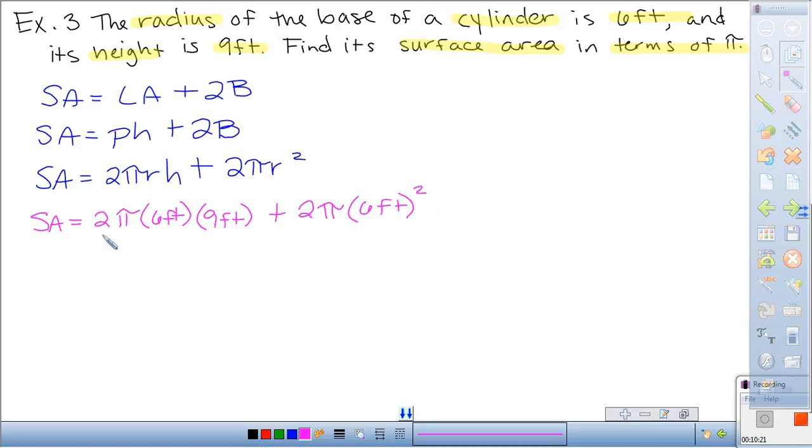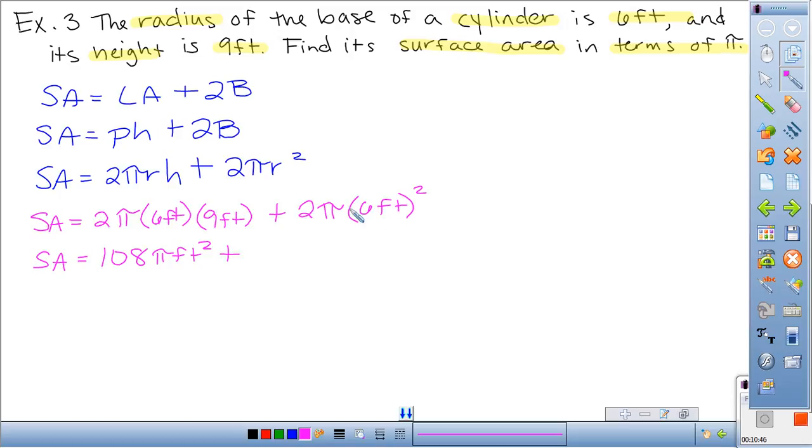squared. Now we'll go through and simplify this. 6 feet times 9 feet is 54 feet squared. 54 feet squared times 2 is 108. Well, actually, we'll put our pi in there. Sorry about that. We need to put our pi in there before we put our units. 108 pi feet squared plus 2 times pi times 6 feet squared. 6 feet squared is 36 feet squared times 2, which is 72 pi feet squared. And I'm leaving that pi because it asks us to leave it in terms of pi.